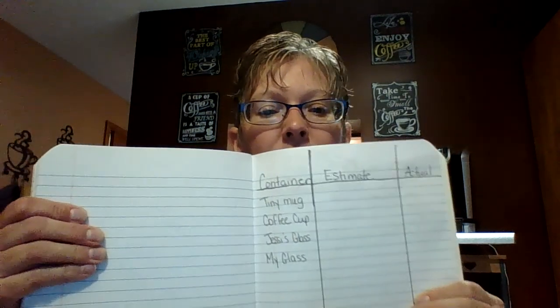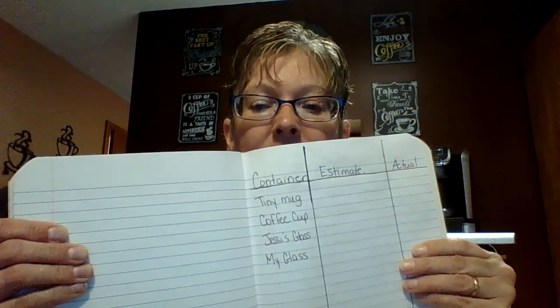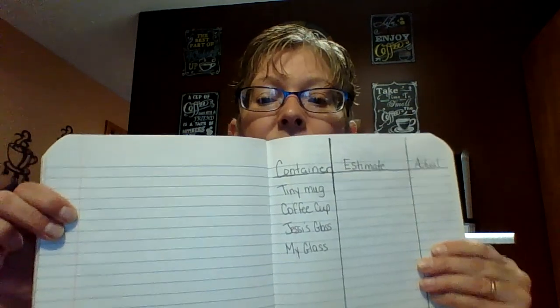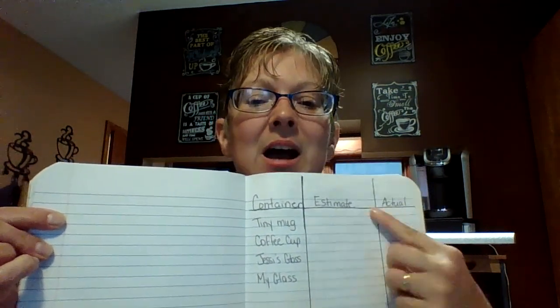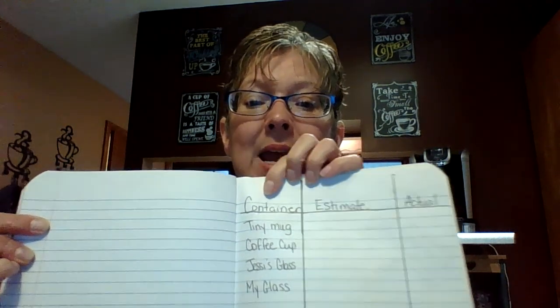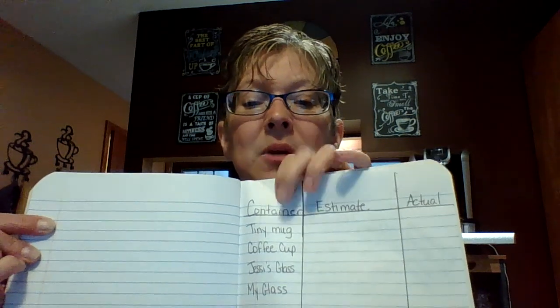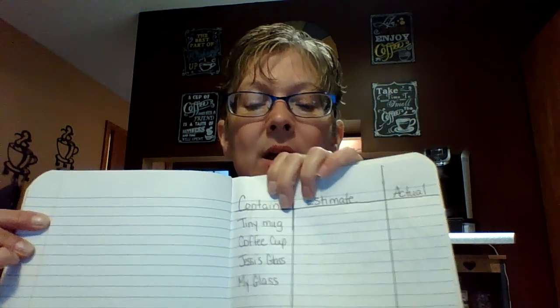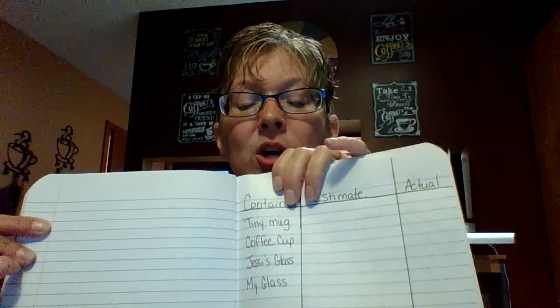When you get your paper and pencil, I want you to create a chart like this. This is hard doing this, everything's backwards. I want you to divide it into 3 columns. In the one column, I want you to write container. This is where you're going to list out the different containers that you are measuring. I'm going to measure my tiny little mug, my coffee cup, Jesse's glass, and my glass. Okay, I'm going to measure the volume of these containers.